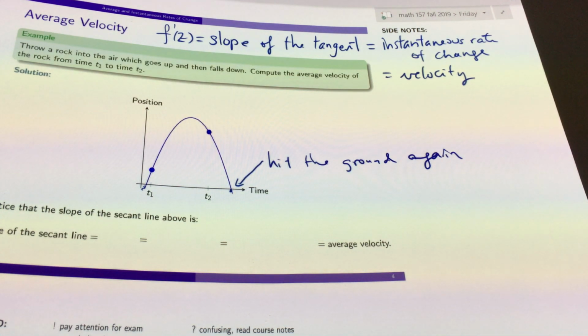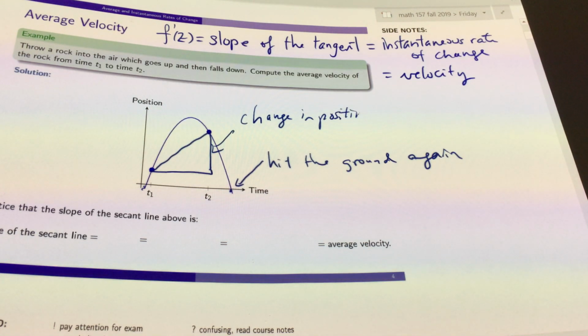Okay? But I want to study this more. I want to say, for example, finding the speed or velocity. Before the calculus, just like the tangent, we can consider average velocity. So this is the change in position. This is the time difference. Then this will be a secant line.